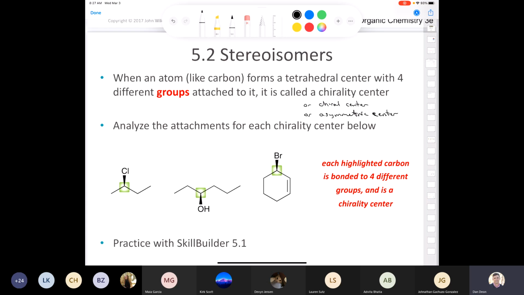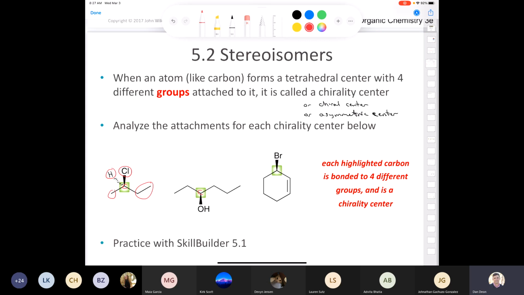Anyhow, so analyze the attachments for each carbon or each chirality center below. So we have 3 chirality centers that are highlighted in green, okay? Why is this first carbon chiral? Because it's attached to a chlorine, an ethyl group, a methyl, and there's also a hydrogen atom right in the back. So we have our 4 different groups. Therefore, that's a chiral center.